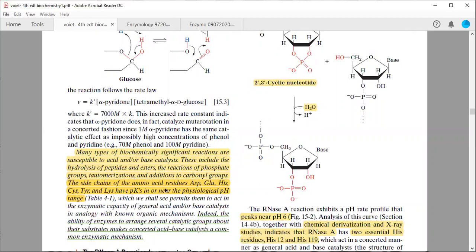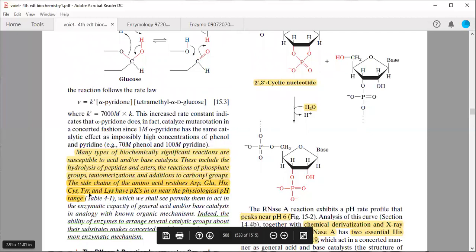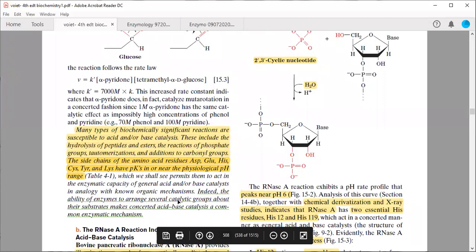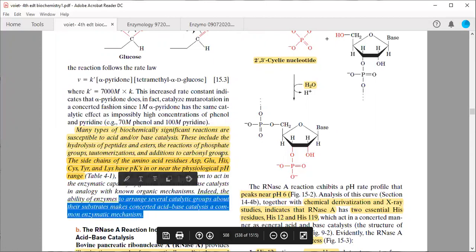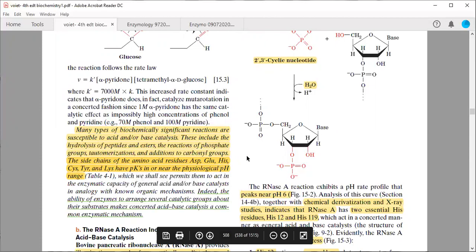The side chains of amino acid residues, for example aspartate, glutamate, histidine, cysteine, tyrosine, and lysine, have pK values very near the physiological pH range. Therefore, they actively participate in these acid-base catalysis reactions. Indeed, the ability of enzymes to arrange several catalytic groups about their substrates makes acid-base catalysis a common enzymatic mechanism. So, most of the enzymes involved in these reactions follow acid-base catalysis.